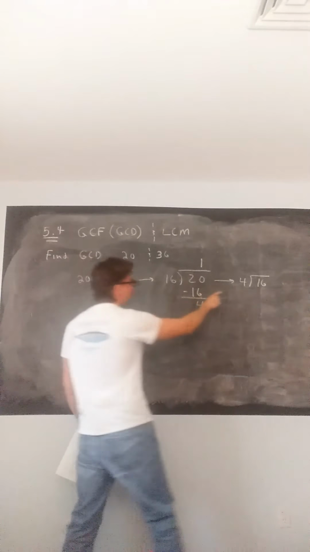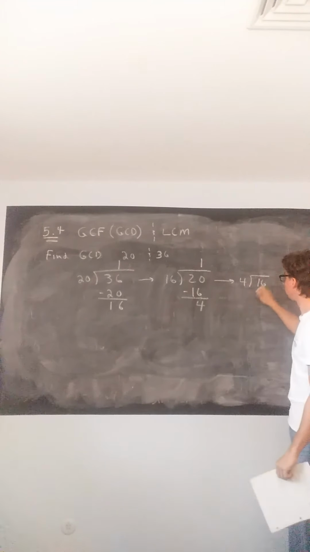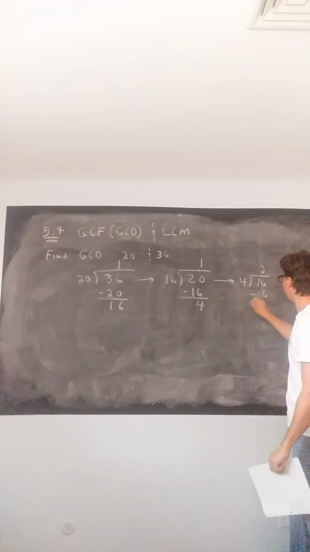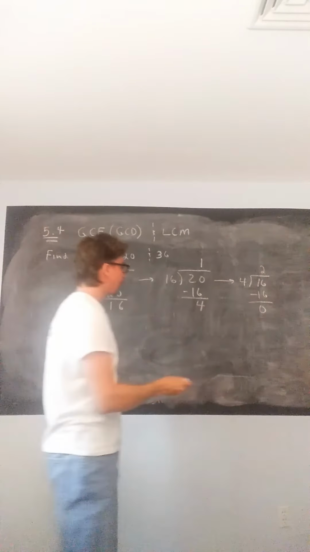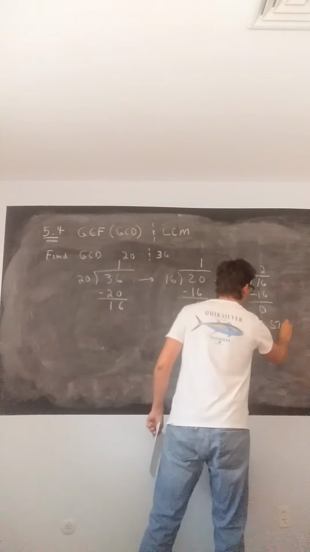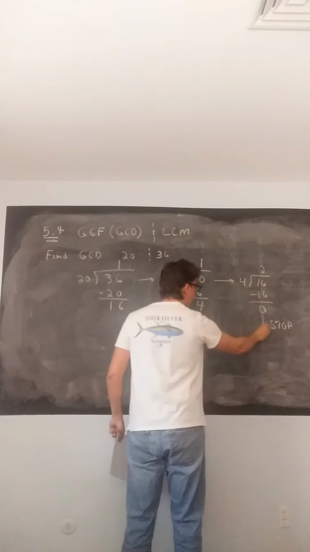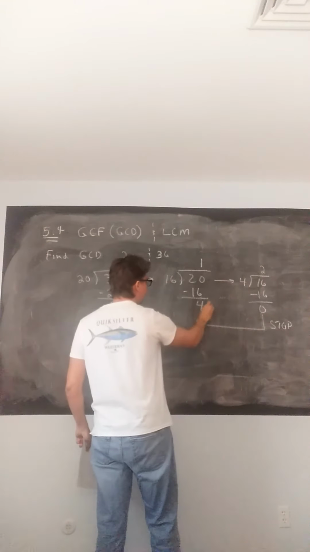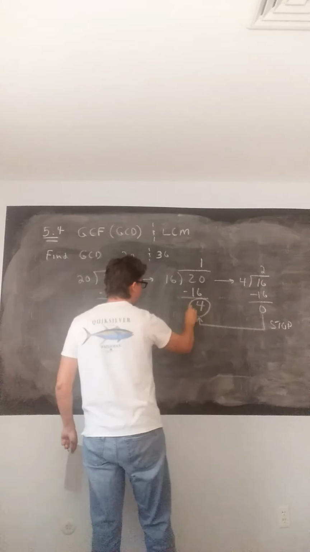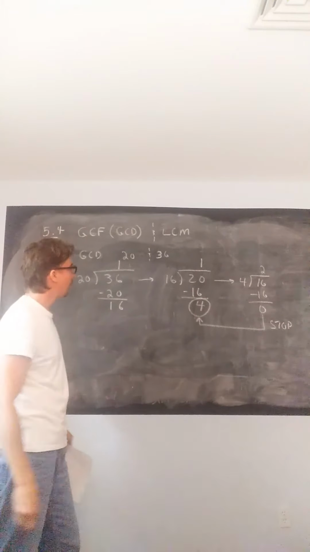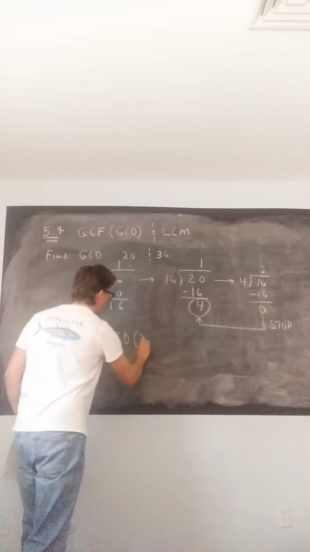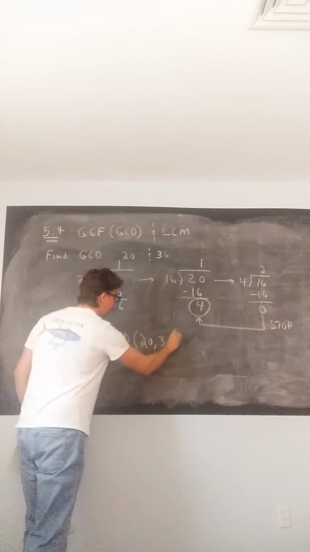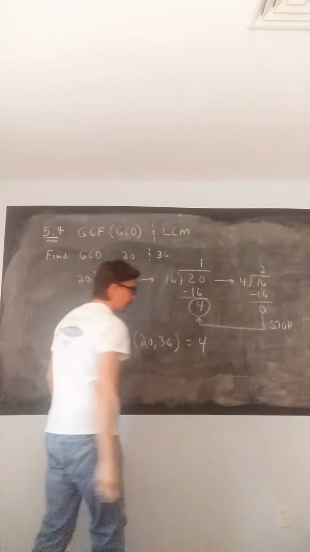How many times does 4 go into 16? Four times? No, twice? Look what happens. We get a 0. That's what we want. So when you get a 0 for a remainder, you stop, and you go back to the last previous remainder. In this case it is 4. So that is your GCD. So the GCD between 20 and 36 is the number 4.